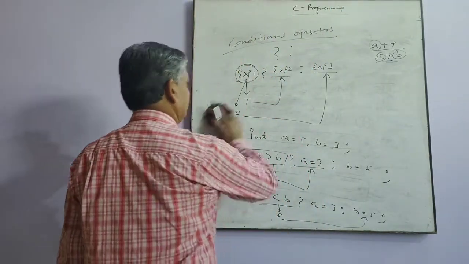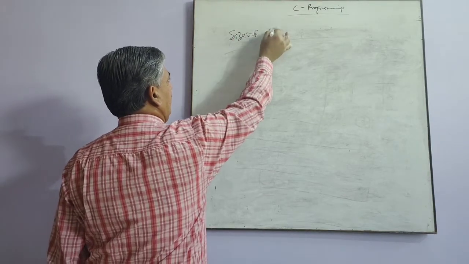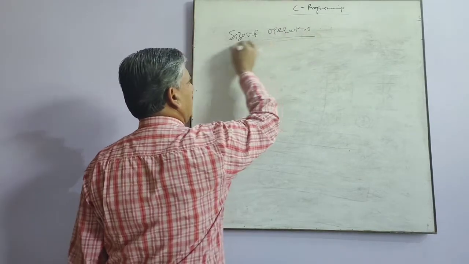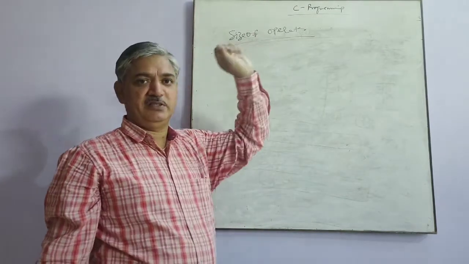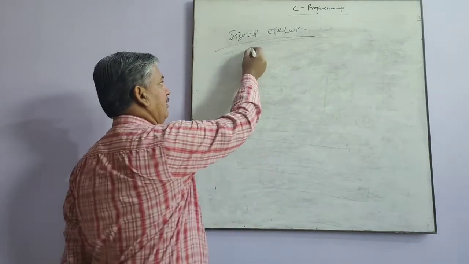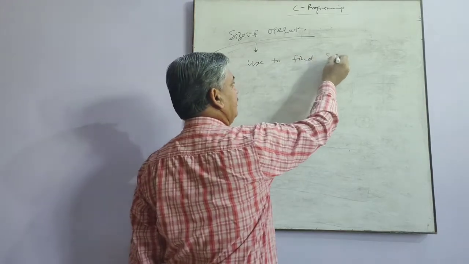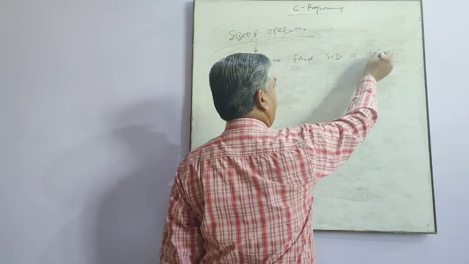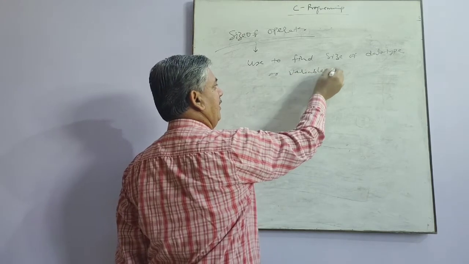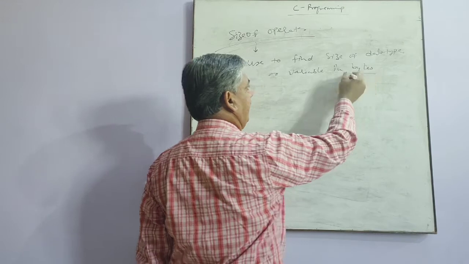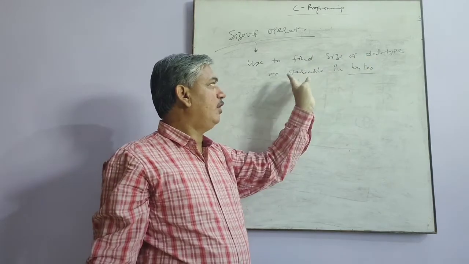Now next is the sizeof operator. Okay. The next operator is the sizeof operator in C. This sizeof operator is used to find the size of a data type or variable in bytes.